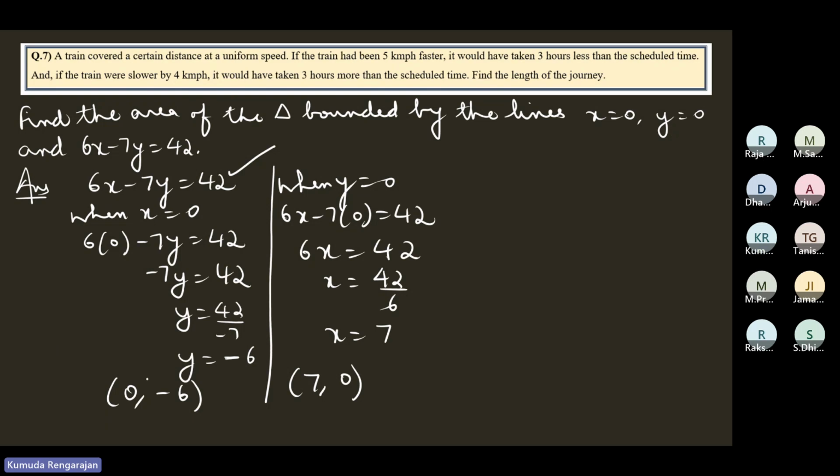Excuse me. So clearly, you should be careful. Here, you should not write 0, 7. It's not 0, 7. X coordinate first and then the y coordinate. So x coordinate is 7 and y coordinate is 0. So write the order correctly. That's why it's called an ordered pair.